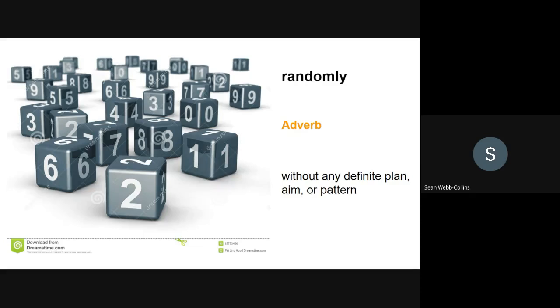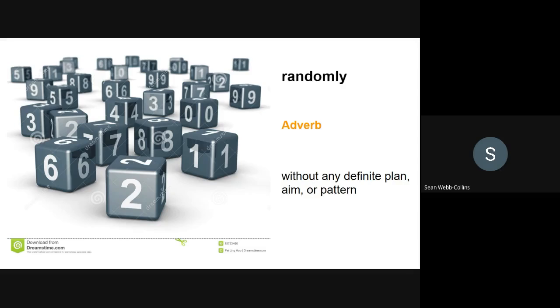And what's the adjective? It's the adjective random. For example, he's a very random person. You never know what he will do. And where does the concept itself come from? The noun, randomness. And is there a verb for this one?